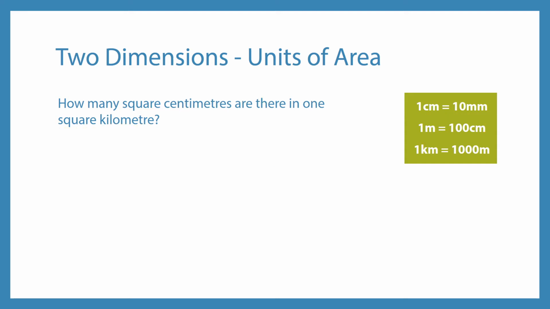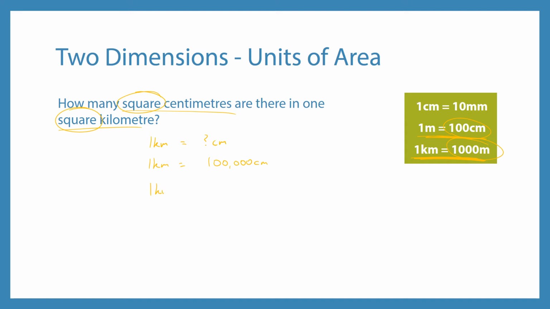Okay, now it's your turn. See if you can work out how many square centimeters are in a square kilometer. Okay, so like last time, we're going to work out, if we have 1 kilometer, how many centimeters do we have? We go over here. A kilometer is 1,000 meters. 1 meter is 100 centimeters. So we just multiply these two numbers together. We're going to get a number with 5 zeros at the end. So 1 kilometer equals 100,000 centimeters.